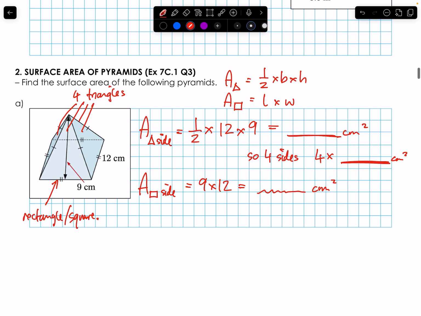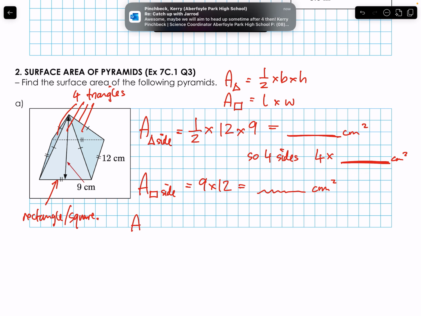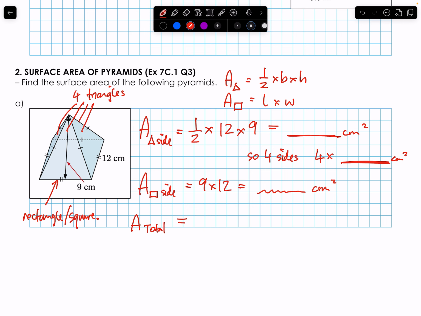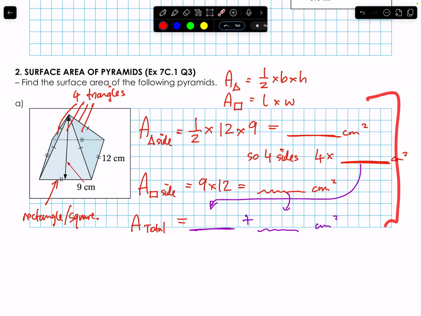You find those using your calculator. And lastly, the total area of the pyramid is going to be this line, whatever the answer to that is, plus this line, whatever the answer to that is, square centimeters. Okay? So do that yourself. I've set up everything for you, the working out for finding the surface area of the whole pyramid.